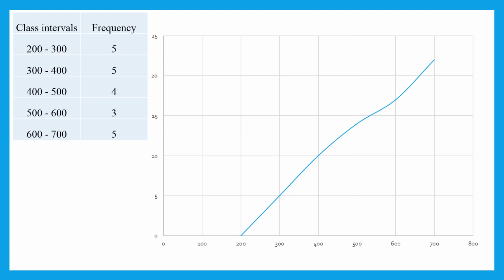That is why I told you, what is the starting point? The lower limit of the first class interval. What is the first class interval? In this table, the first class interval is 200 to 300. Now you can see the lower limit of this class interval is not equal to 0. In here, it is equal to 200.